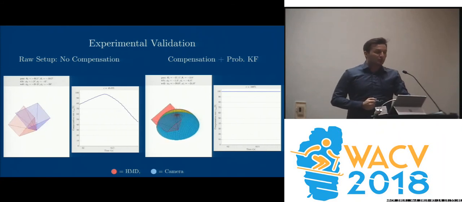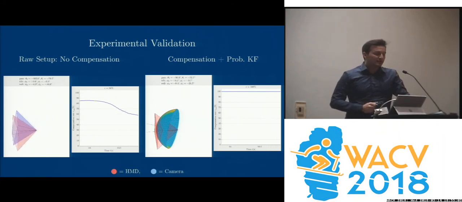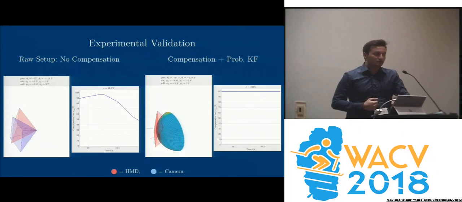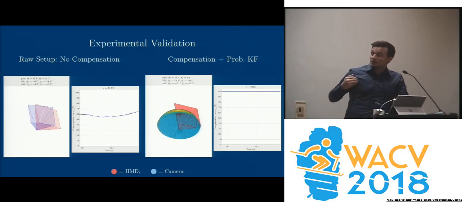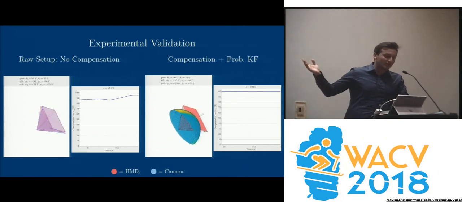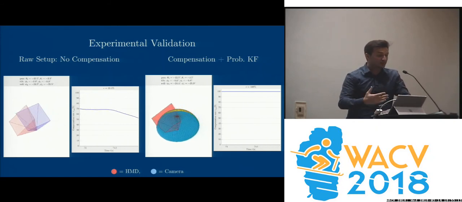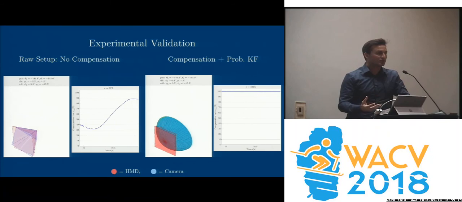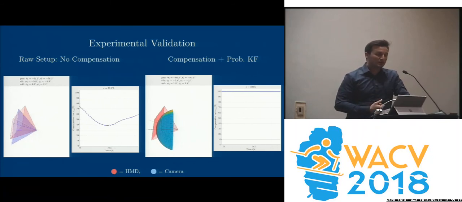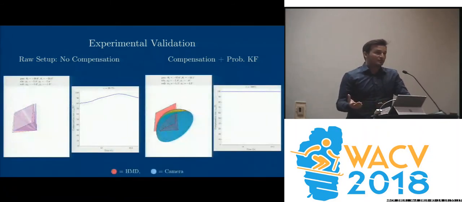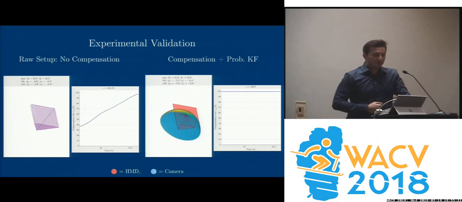And you can see that if you don't have this compensation approach and no prediction, the camera will always lag the head motion. And if you apply the compensation approach with the fisheye camera and the probabilistic head motion prediction, you can see that for this specific head motion profile, a real head motion profile of a user, we achieve almost 100% all the time.